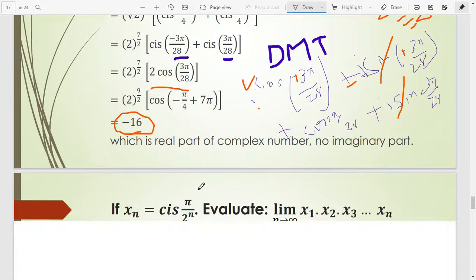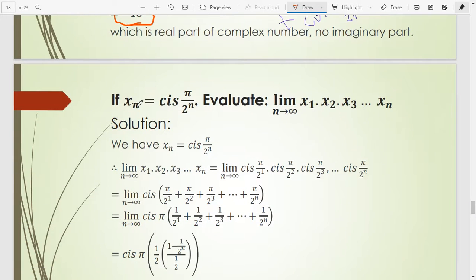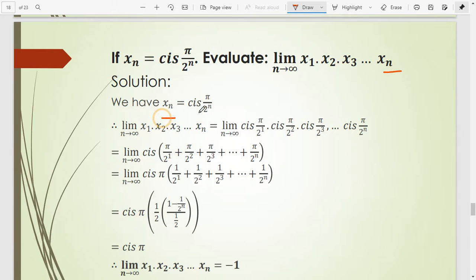Now if xn is equal to 6 pi upon 2 raised to n, evaluate the limit as n tends to infinity of x1 x2 x3 up to xn. Solution: we have xn is equal to 6 pi by 2 raised to n.